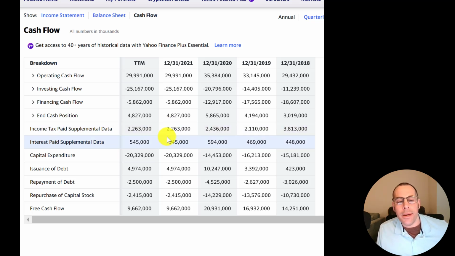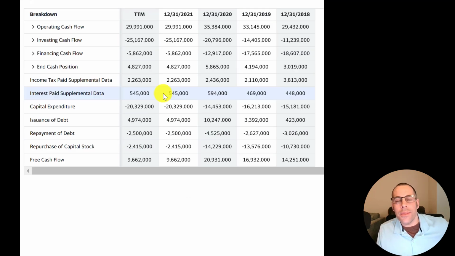The interest they pay on their debt is also different than the income statement. According to the income statement in 2021, they paid $597 million of interest on their debt, but the actual cash that left the company was $545 million. All public companies use accrual accounting. If they used cash accounting, the income statement would have $545 million of interest on their debt.